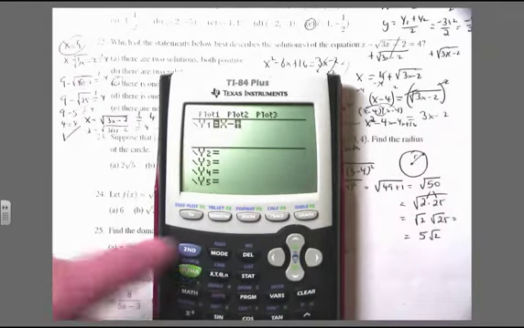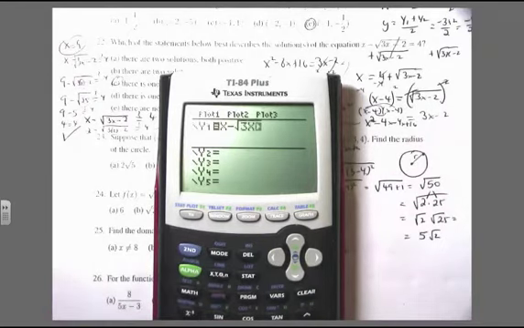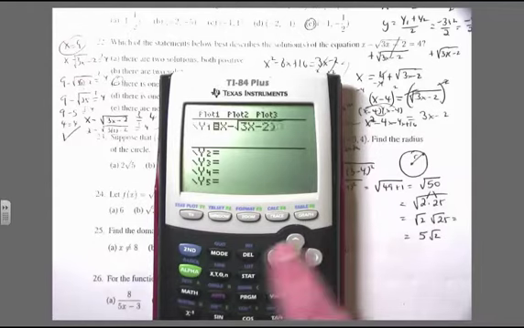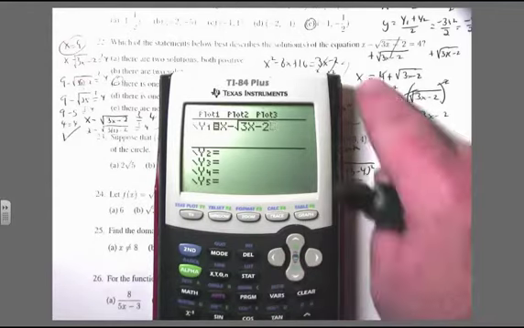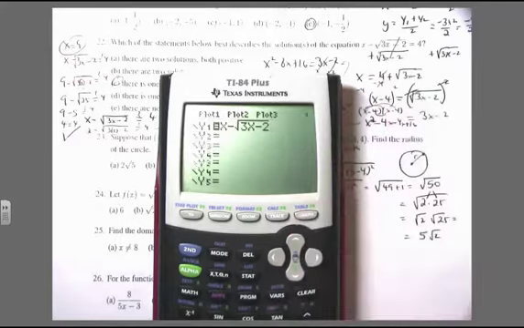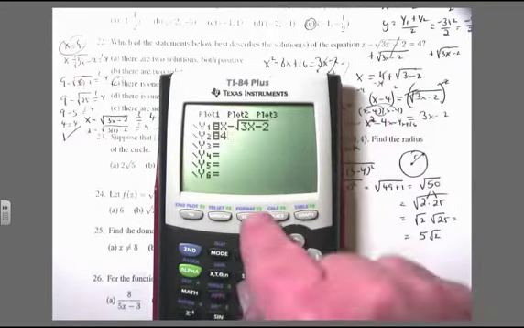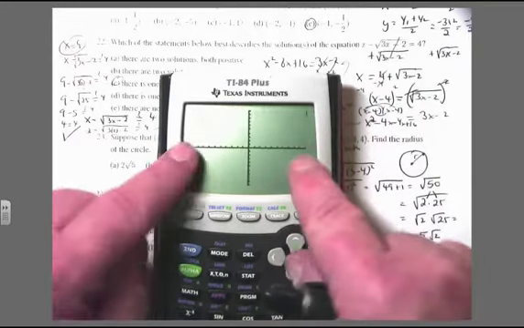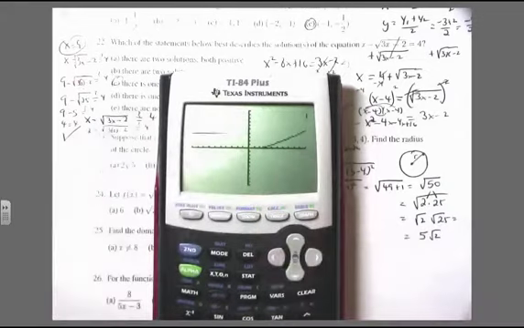X minus the square root of 3x minus 2. Okay? All right, graph one side, and now I'm going to graph the other side, which was 4. And I'm going to do a zoom 6. That's a -10 by 10, -10 by 10 screen. And I'm trying to figure out the point of intersection. Where do the two graphs cross each other?